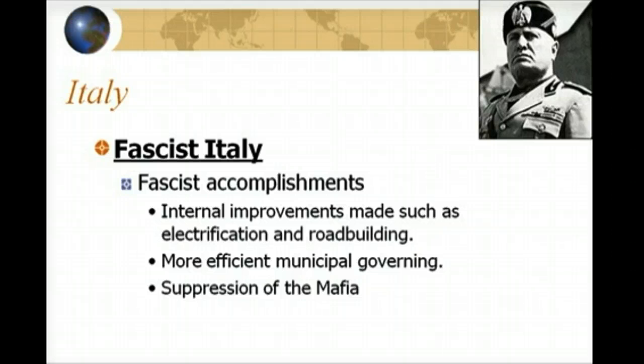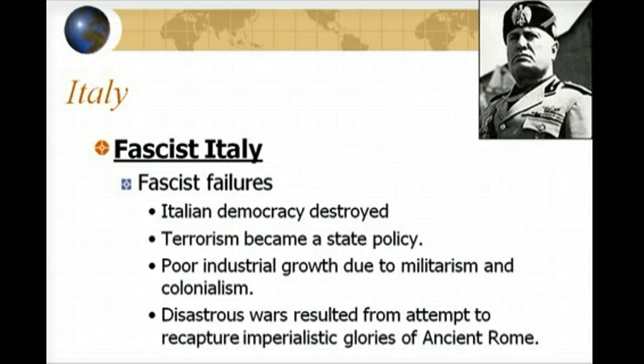Now let's get into the failures, or the fascist legacy under Mussolini. Okay, so Italian democracy will be destroyed due to Mussolini's fascism. We'll also see terrorism become a state policy. So these are the failure legacies of fascism in Italy. Poor industrial growth is going to occur due to his focus on militarism and colonialism, and disastrous wars will result from the attempt to recapture the imperialistic glories of ancient Rome. So this trying to get out and take lands and find the glory of Rome will also cause a series of wars that are going to hurt Italy.